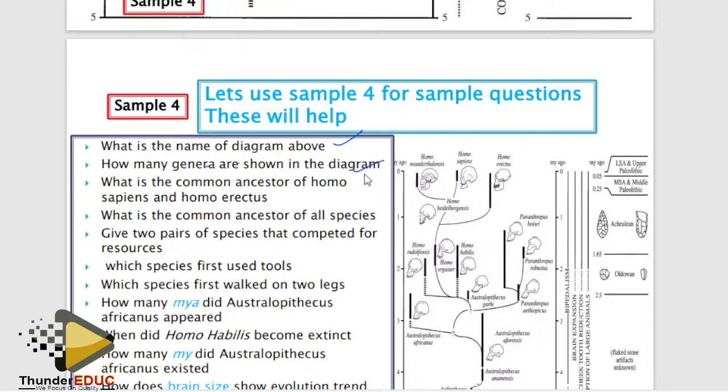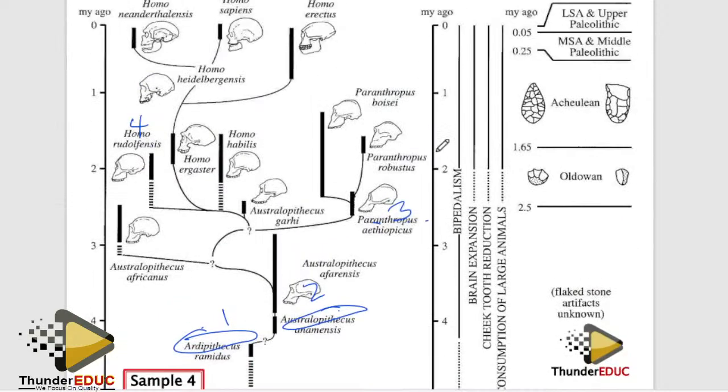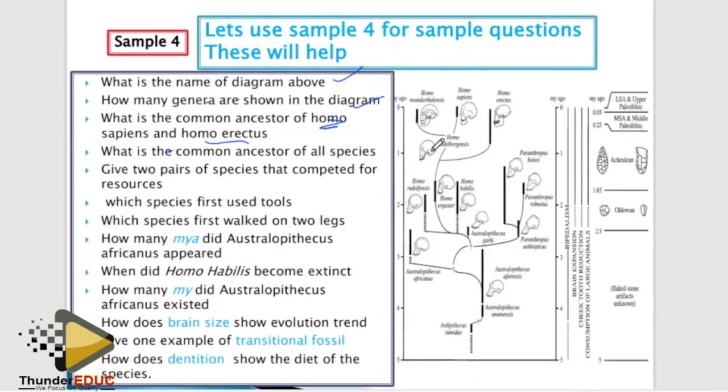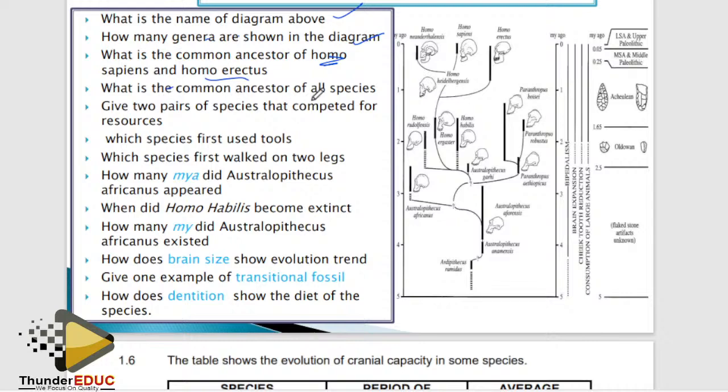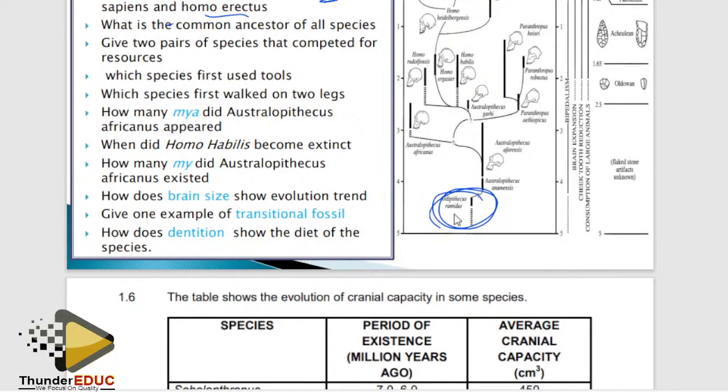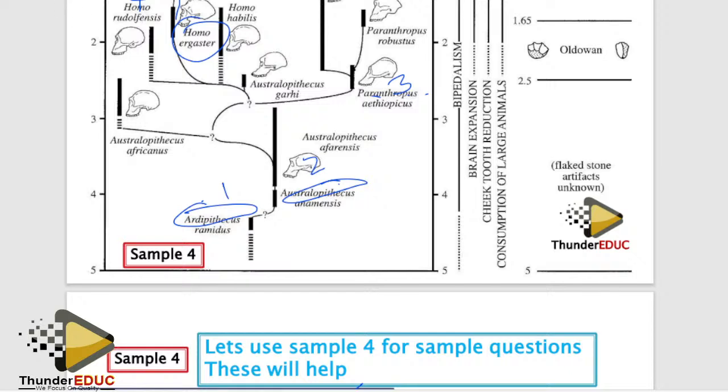So we are done with the genera. What is the common ancestor of Homo sapiens and Homo erectus? You move back until where they join: Homo ergaster. So Homo ergaster is the common ancestor of Homo sapiens and Homo erectus. Then the next one is, what is the common ancestor of all species? Here you just look at it. The common ancestor is Ardipithecus ramidus. It's the common ancestor of all species. So it is easy that way.